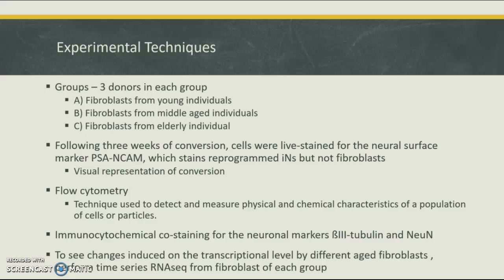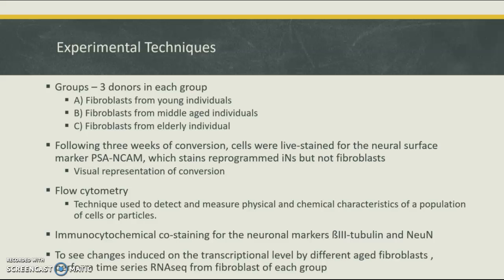Alright, so for my experimental techniques, the groups that I will have are 3 donors in each group. Group A will be fibroblasts from young individuals, Group B will be fibroblasts from middle-aged individuals, and C will be fibroblasts from elderly individuals that can be seen in the previous figure.